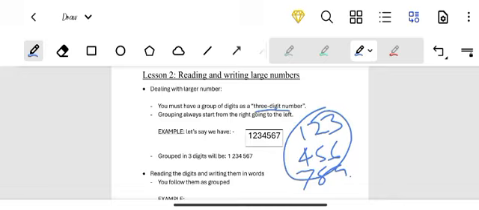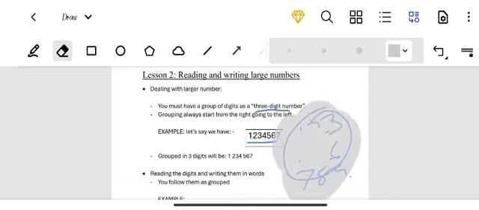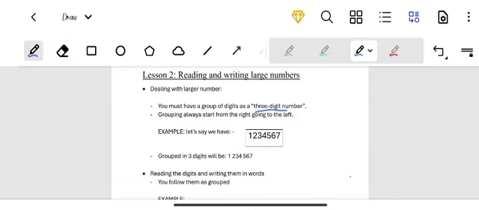But then I gave an example down here. How am I going to write that one? The example that we have here is 1, 2, 3, 4, 5, 6, and 7. You can see these numbers are closely together. But the rule is stating that when you're grouping the digits, you're supposed to write them 3, 3, 3. So how am I going to start?